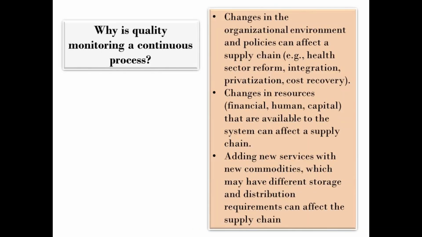Why is quality monitoring a continuous process? Changes in the organizational environment and policies can affect the supply chain. Example: health sector reform, integration, privatization, cost recovery. Changes in resources, financial, human, capital, that are available to the system can affect the supply chain. Adding new services with new commodities, which may have different storage and distribution requirements, can affect the supply chain.